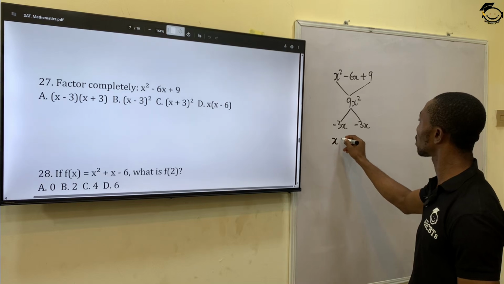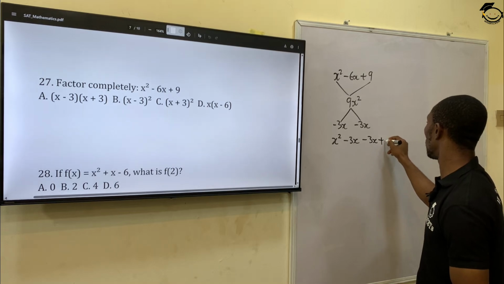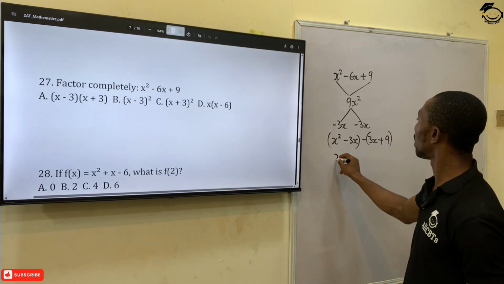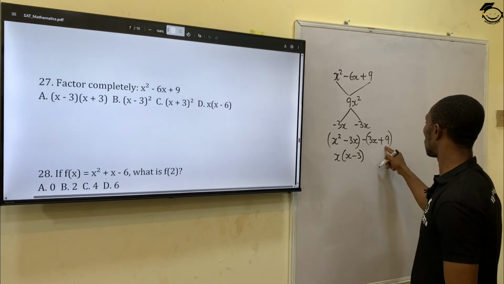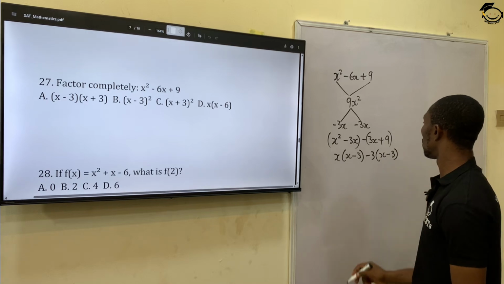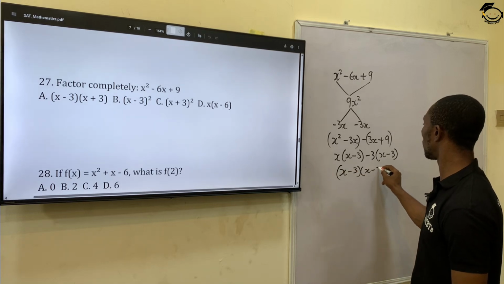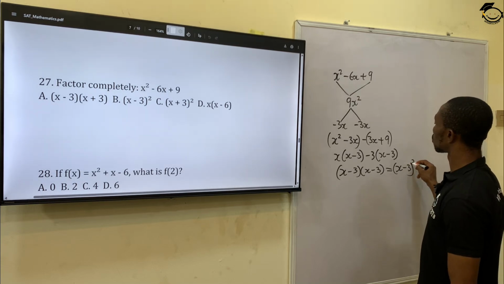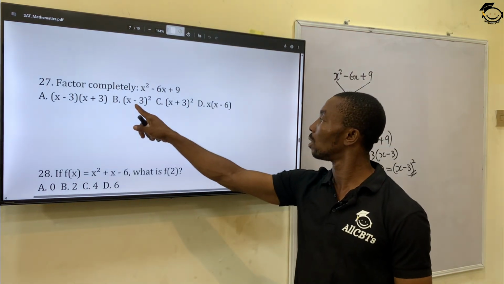So this becomes x squared minus 3x minus 3x plus 9. So grouping these two together, we are having x is common here, x minus 3. 3 is common here, minus 3, x minus 3. Okay, so this gives us x minus 3, x minus 3, which is going to become x minus 3 squared. So we are having it as x minus 3 squared, which is option B.